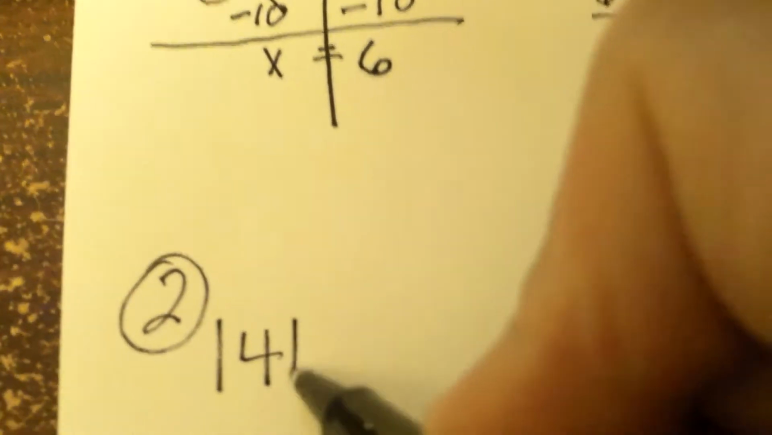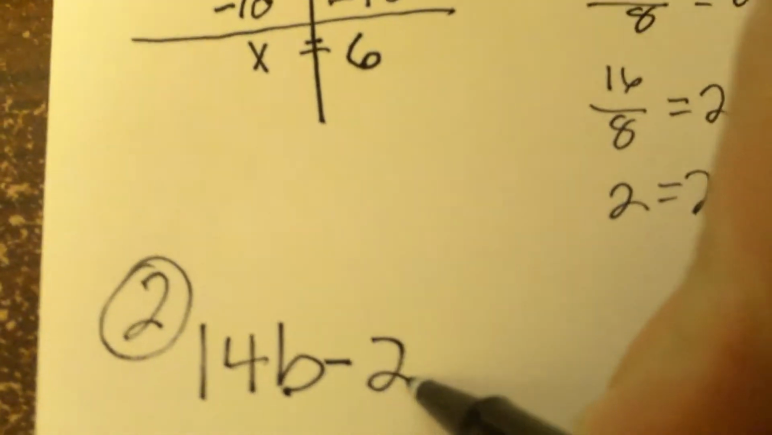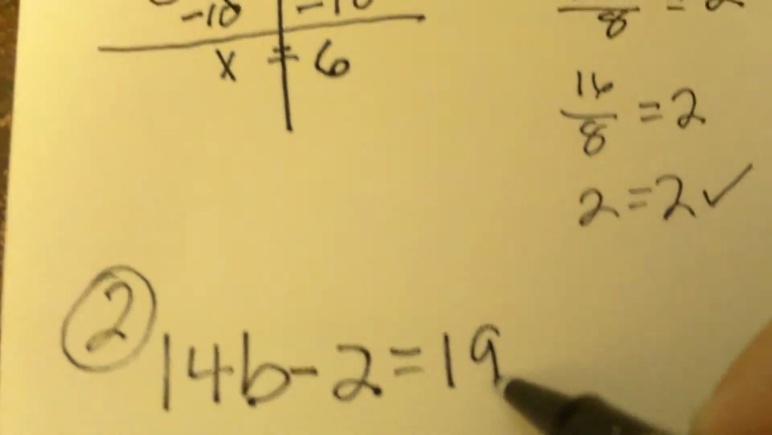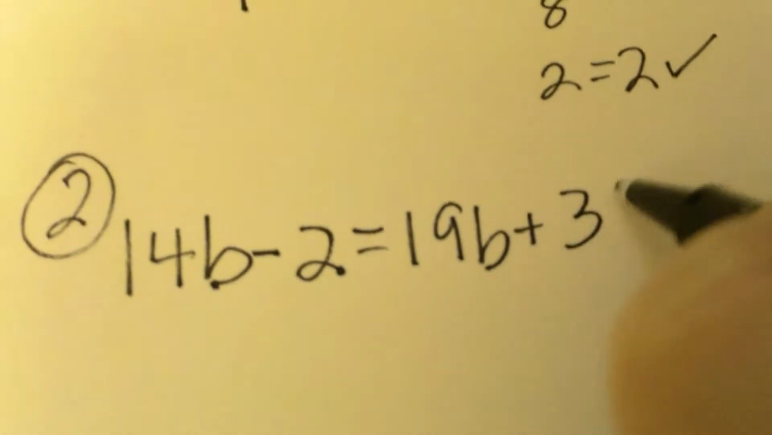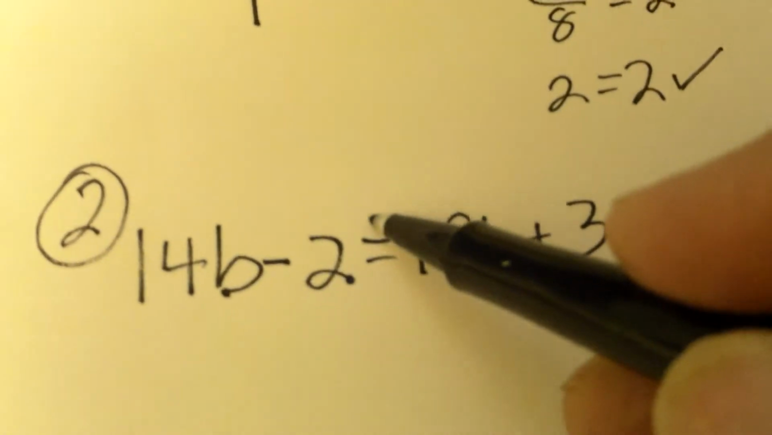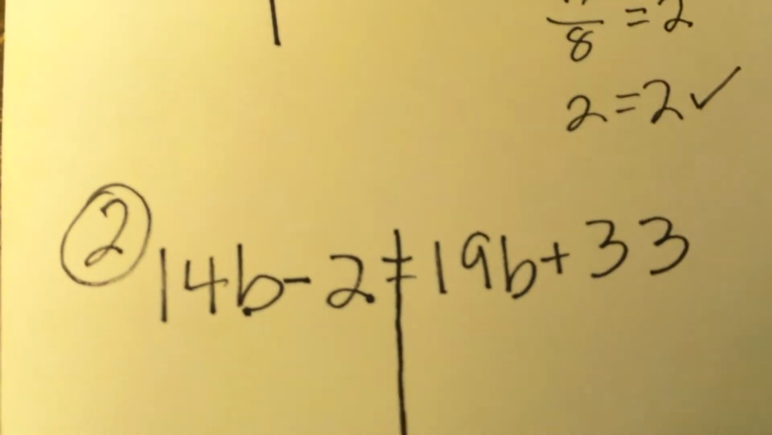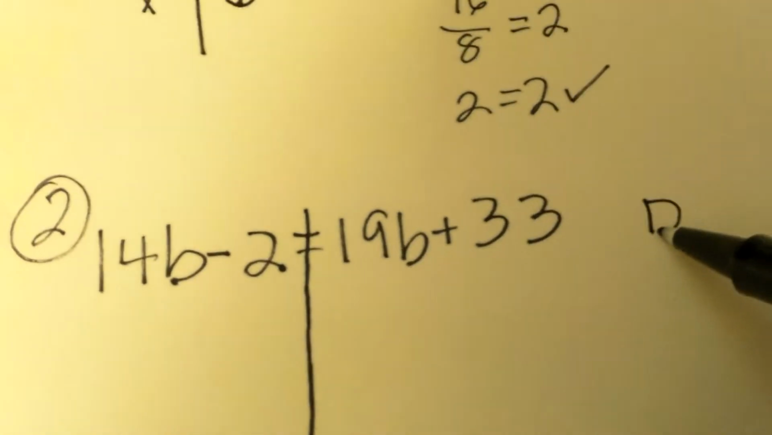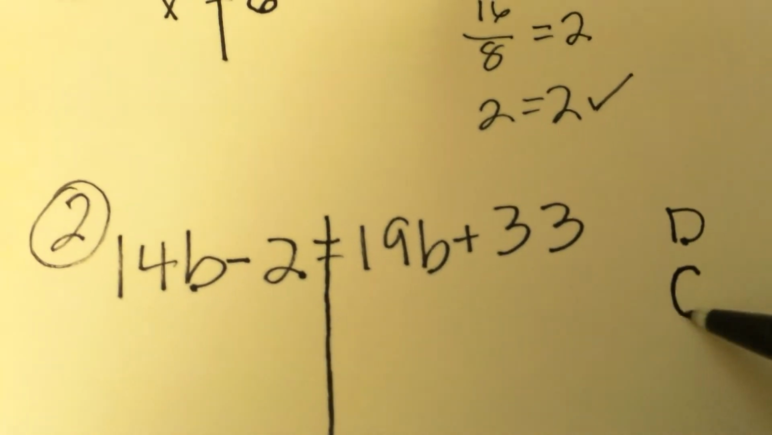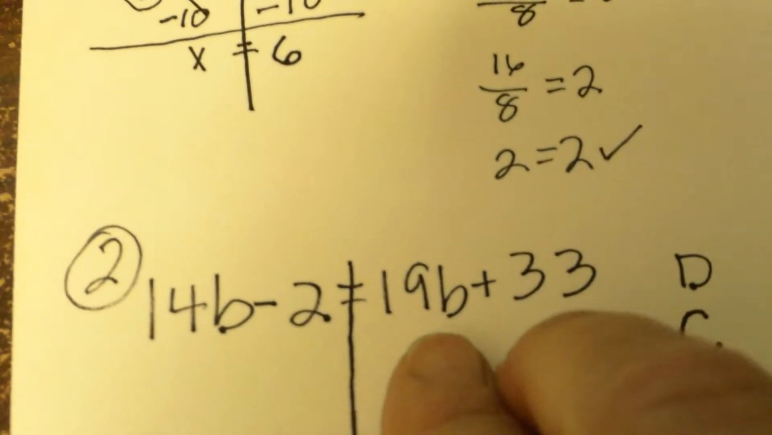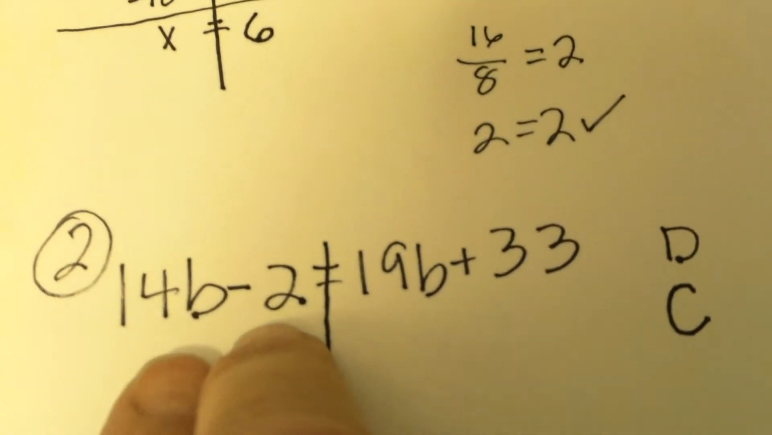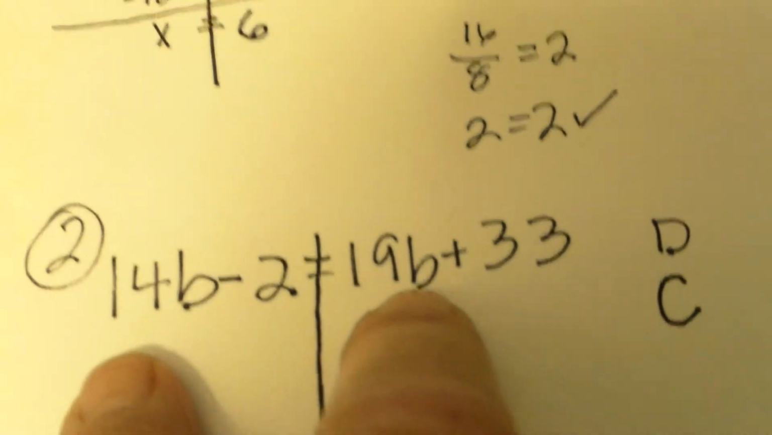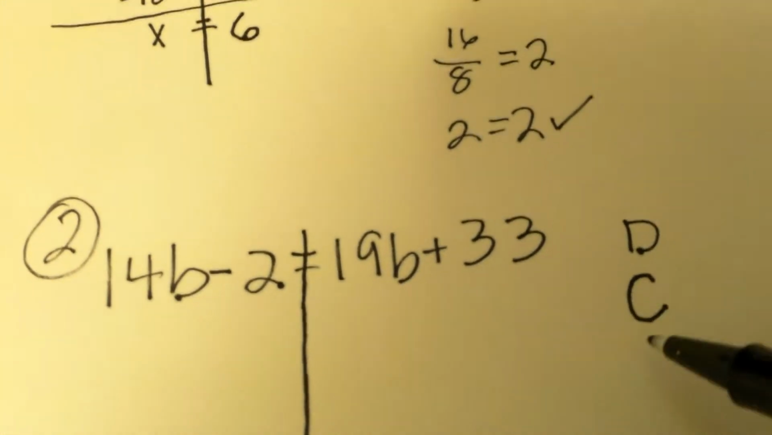Number 2. 14b minus 2 equals 19b plus 33. Again, we're going to solve this. No fractions this time. Do I need to distribute? Nope. No parentheses. Can I combine like terms? These are not like terms. These are not like terms, and I can't combine like terms that are on opposite sides of the equation. So there's no combining to be done.